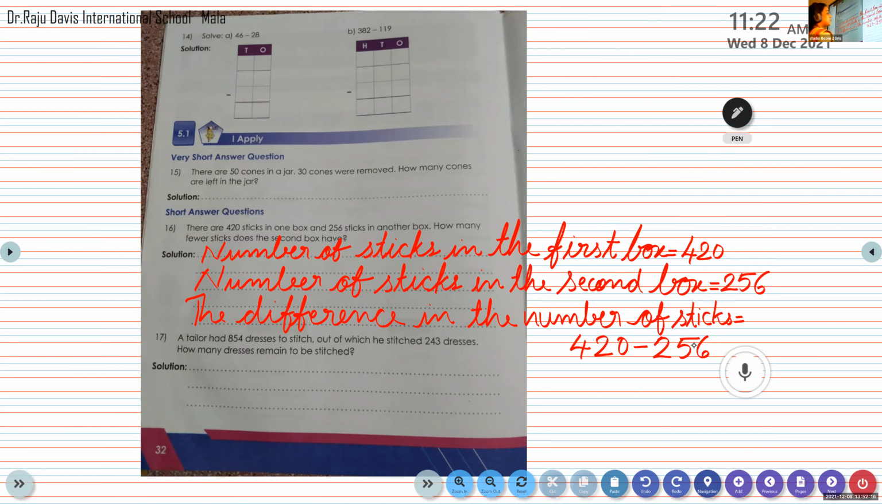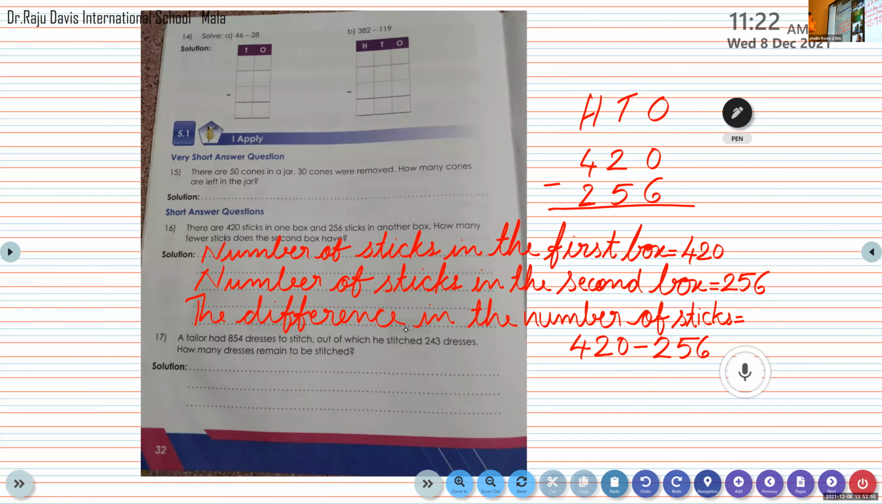Okay, then all of you please subtract this. How to subtract? Arrange the numbers in the place value order. All of you please arrange 420 minus 256. Please arrange the numbers, then only we can do the subtraction. So please arrange the numbers properly. Page number 32. And check the ones place numbers. It is 0 and 6.